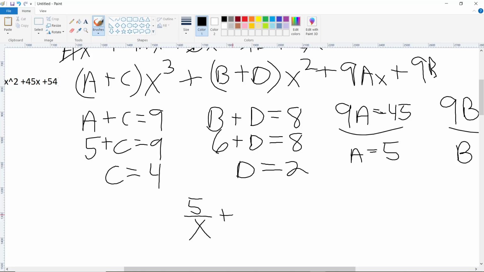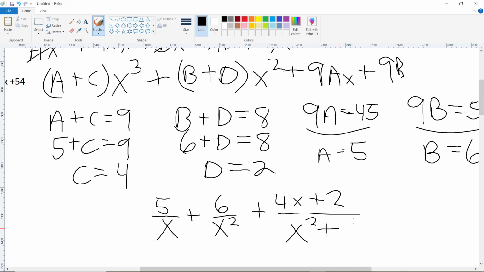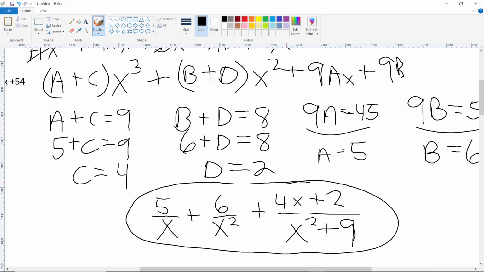So now I know it's A over x, which is 5 over x, plus B over x squared, B is equal to 6, plus Cx plus D over x squared plus 9. C is 4, 4x, D is 2, plus 2 over x squared plus 9. And there's the partial fraction decomposition: 5 over x plus 6 over x squared plus 4x plus 2 over x squared plus 9.